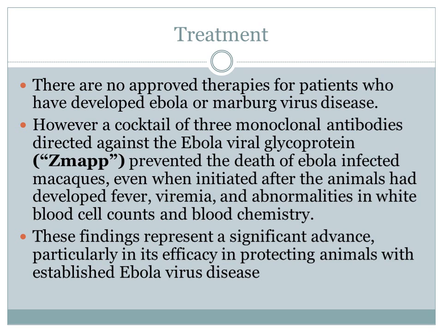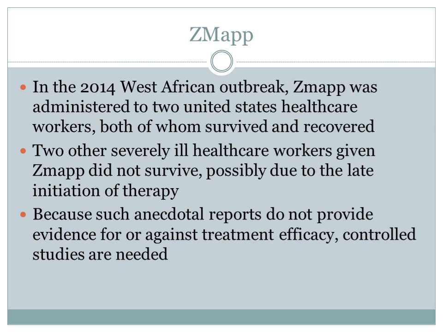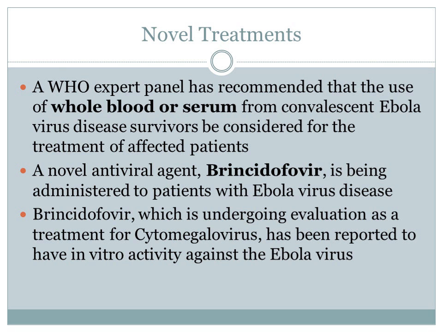It's basically a cocktail of 3 monoclonal antibodies to the glycoproteins on the outside of the virus. It's got about a 50% success rate, and I think it has to do with how late in the disease progression the patients were when they were administered the ZMapp. There are also some other novel treatments. The World Health Organization has recommended the use of whole blood or serum from recovered Ebola virus disease survivors for currently affected patients, in the hope of transferring the antibodies that they hold.